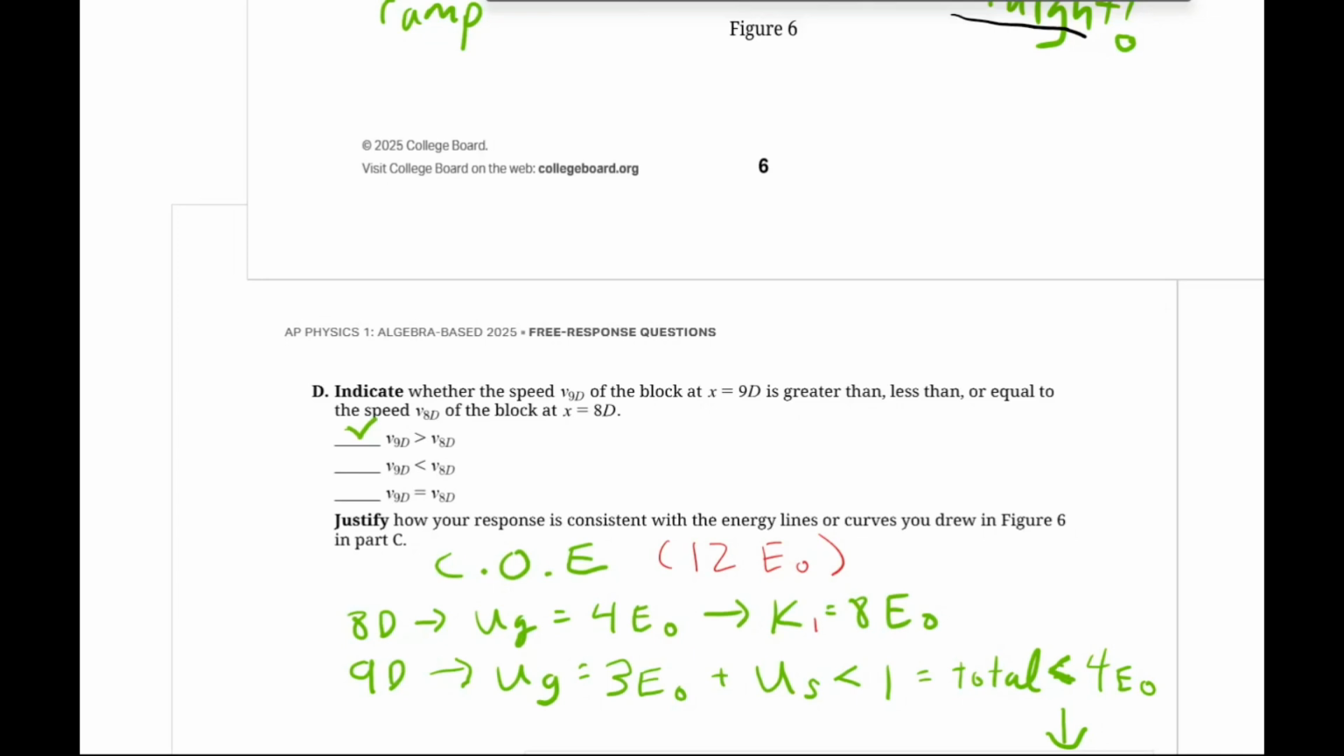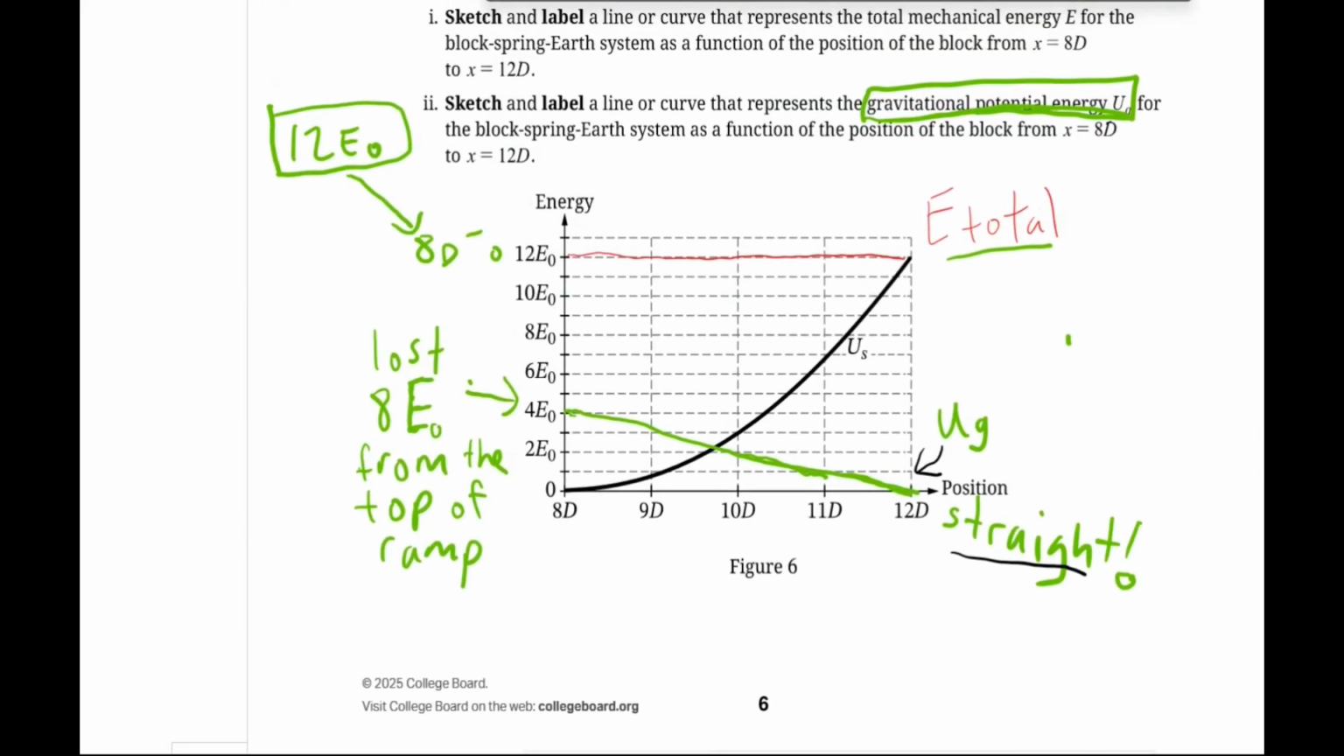For part D, it says indicate whether the speed v9d of the block at x equals 9d is greater than, less than, or equal to the speed v8d of the block at x equals 8d. My first inclination is to say that at the lower position, v9d is greater than v8d. Now I want to make sure I find some evidence that supports that. So it says justify how your response is consistent with energy lines or curves you drew in figure 6 in part C. All right, so let's slide back here.